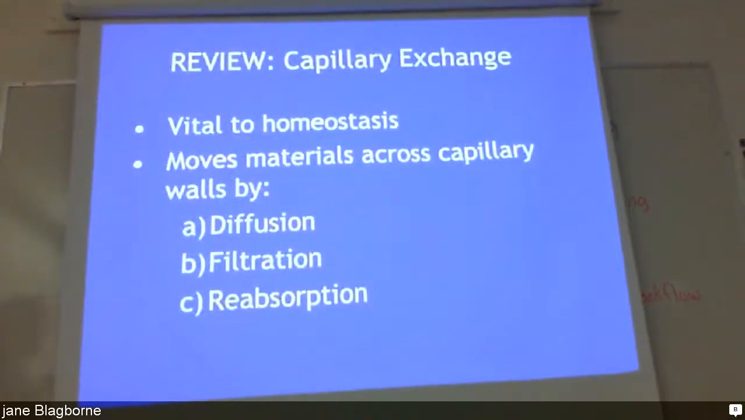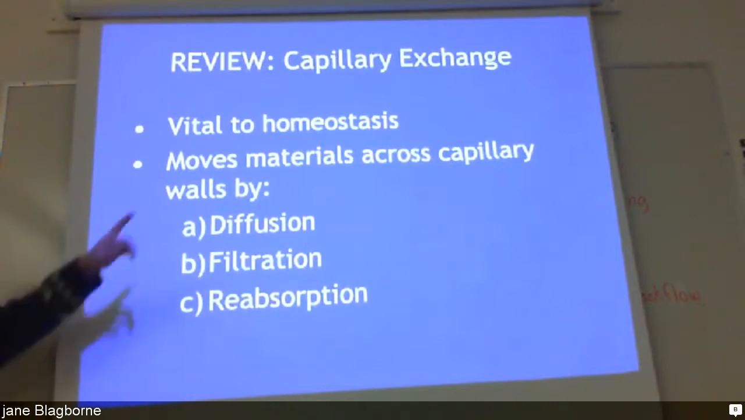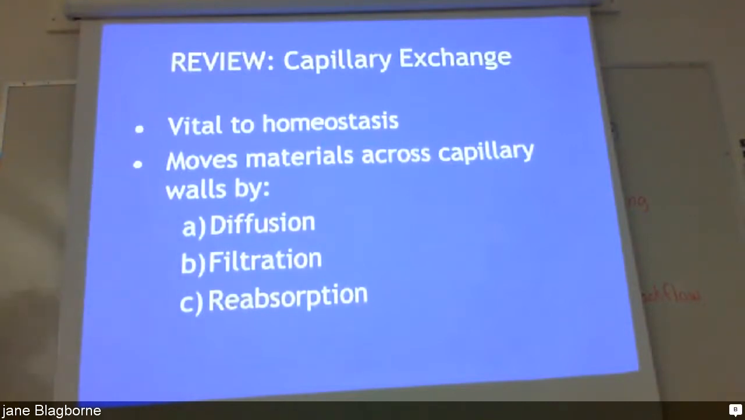So the three things that cause exchange are diffusion, filtration, and reabsorption. And it's obviously vital to homeostasis because without that, how would we keep going?